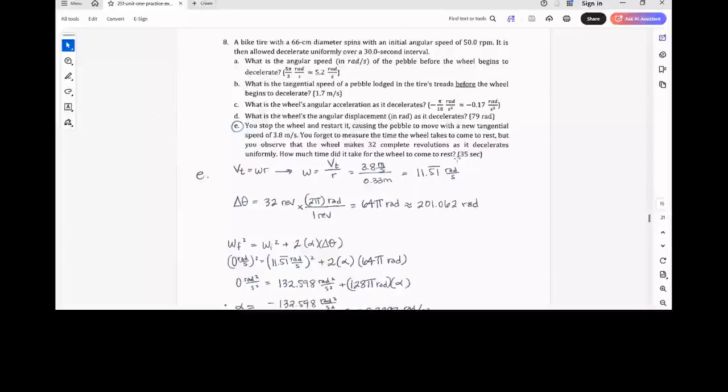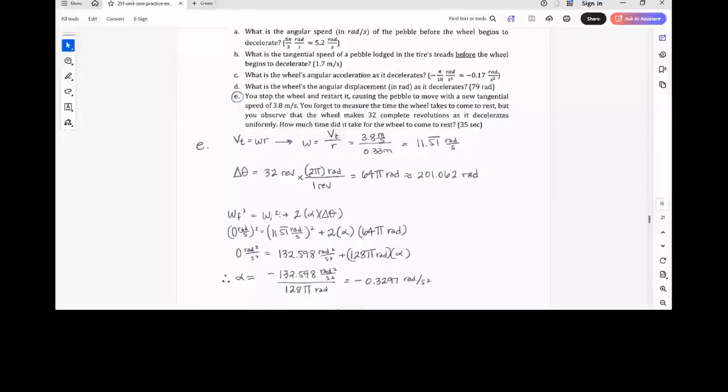In this scenario, we counted the number of revolutions, not the number of radian. So I need to figure out how to convert that from revolutions to radian. And it's nice and simple because each revolution is 2 pi radian. So this becomes 64 pi radian, which is a little over 200 radian.